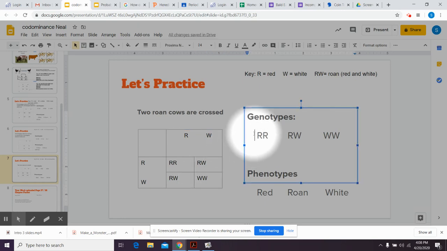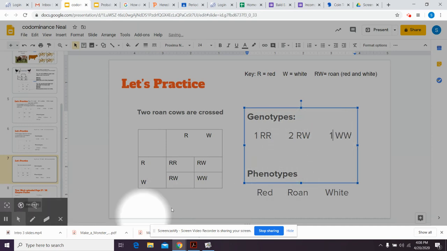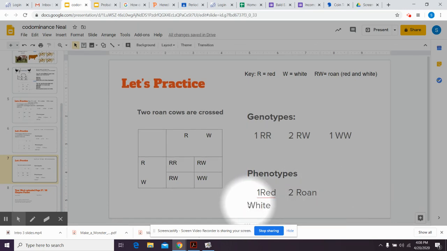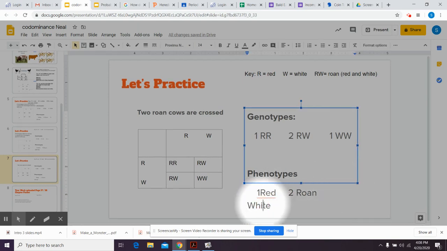So again, I need to count my genotypes. How many ended up capital R, capital R? I have 1 of the 4. Being RW, 2 of the 4. Being WW, 1 of the 4. In terms of red, I'm going to have how many red? That would be 1, roan 2, and the white turns out to be 1. My formatting's moving, so you should have a 1 in front of that white.